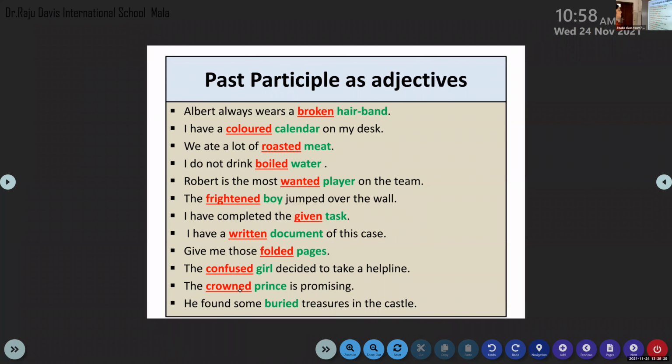He found some buried treasures in the castle. So buried is a word used in the form of a past participle form, and that can be placed before a noun. In function, it is just a verbal adjective. Clear? I hope you have completed the examples of past participle used as an adjective.